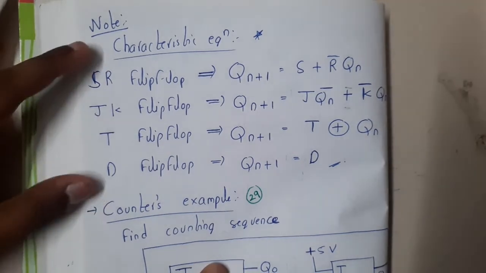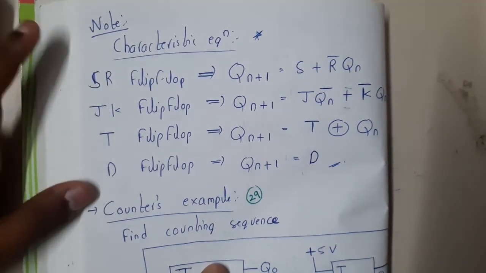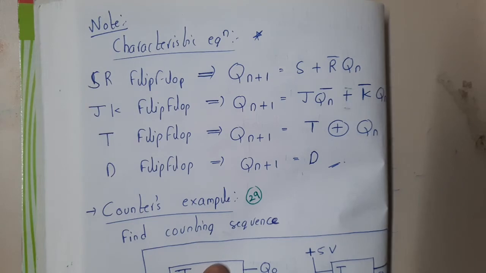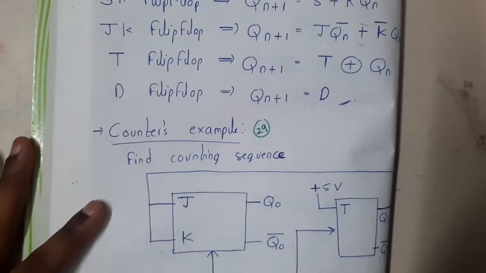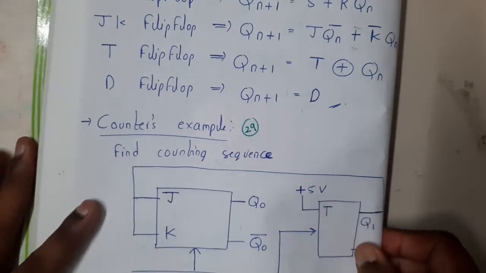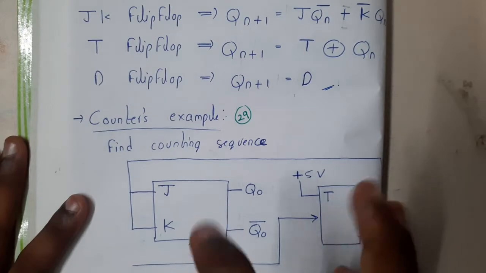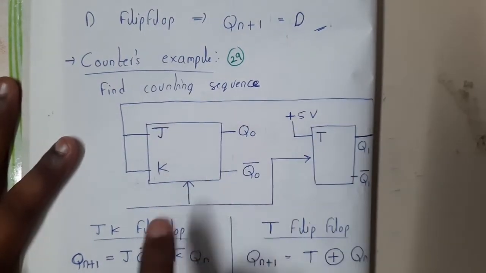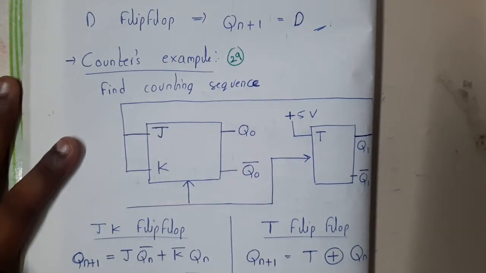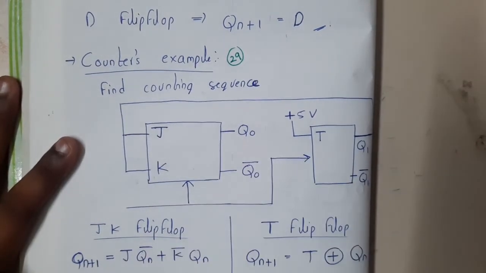Now we are clear with these characteristic equations, right? Till now I was saying we'll be taking examples. So in the next lecture, let us take an example, guys. They gave a counter. I told you we'll be learning counters from the flip-flops. Basically, if you combine flip-flops, they act as counters. So in the next lecture, let us take a small example.